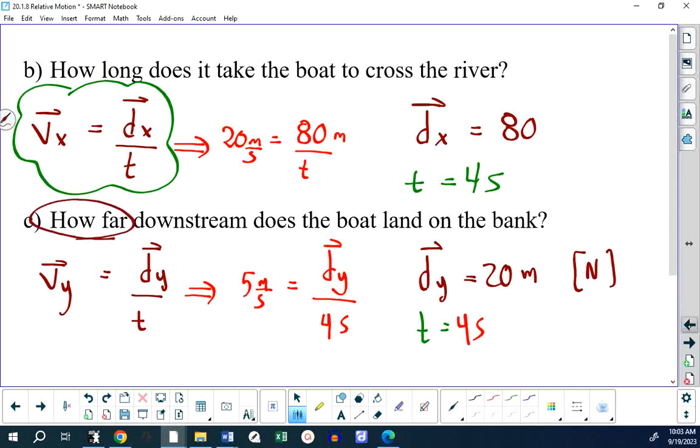How far means how many meters? So if you do see this on an exam and it just says how far downstream, yes, you use vectors to analyze it, but the answer to the question is merely 20 meters. Because how far means don't tell me the direction. Have I answered your question? Okay, good.